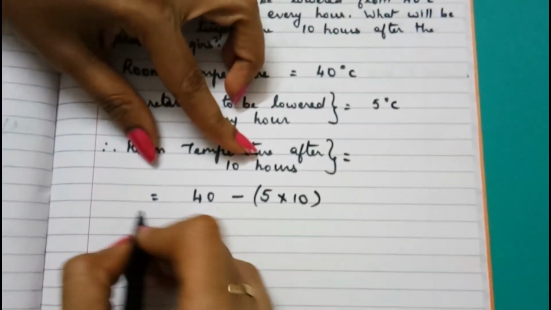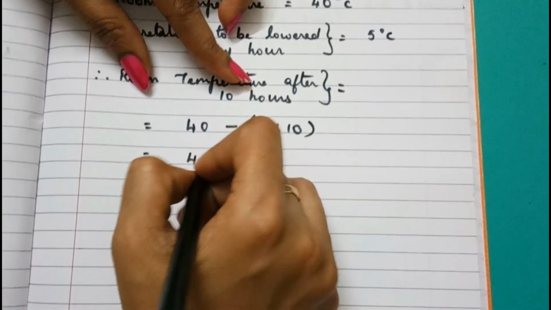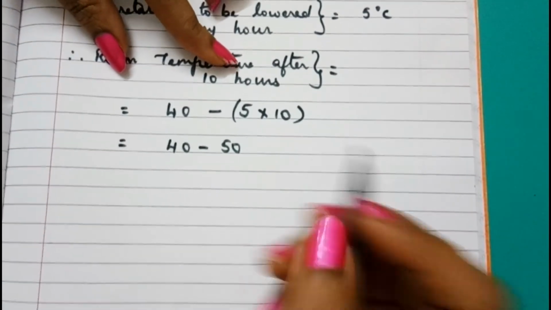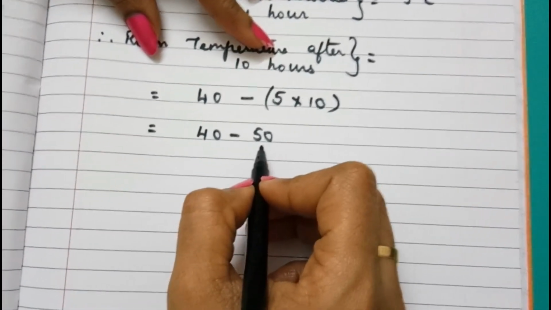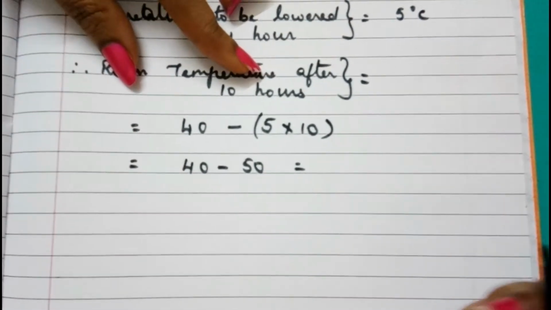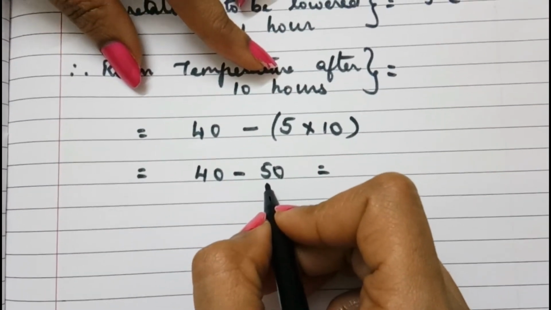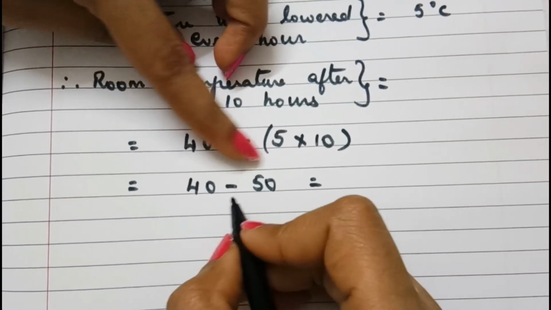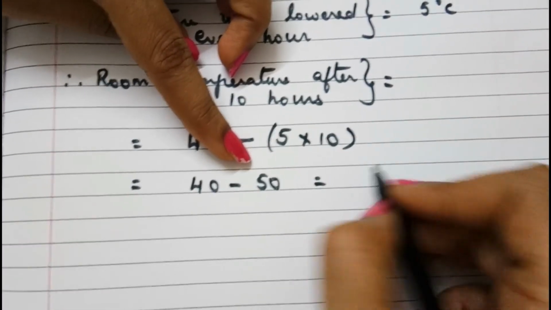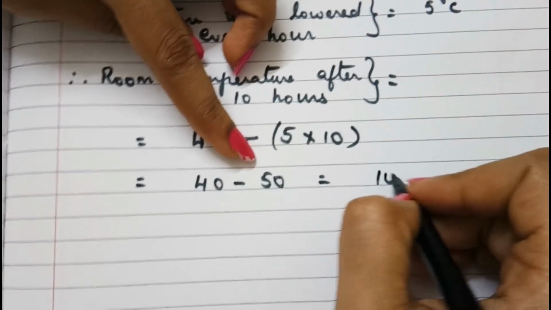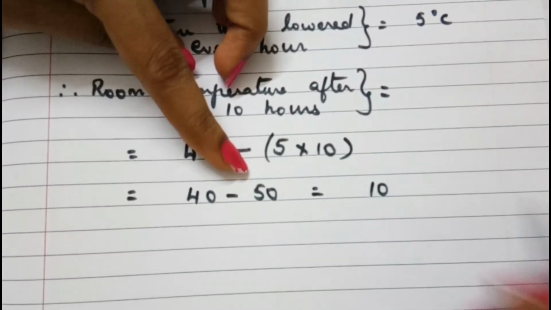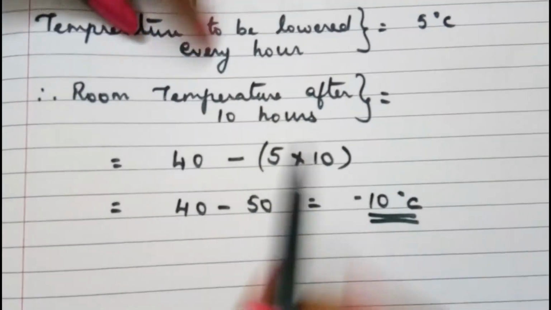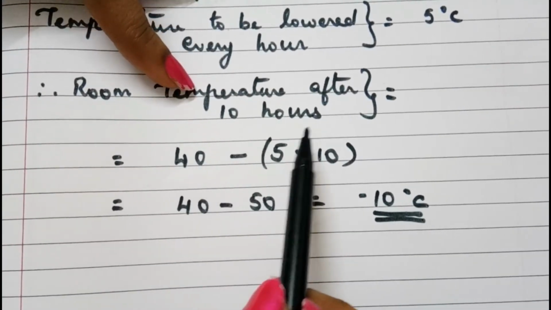Clear? So now let's start calculating, which would be 40 minus 5 tens are 50. Okay, so when one is positive and one is negative, what do we do? We subtract. We find the difference and put the sign of the bigger number, and here the bigger number is 50, which is having a minus sign. So what would be the answer here? 50 minus 40 is 10. Since 50 is having the minus sign here, we'll put a minus sign. So minus 10 degrees Celsius will be the room temperature after 10 hours.